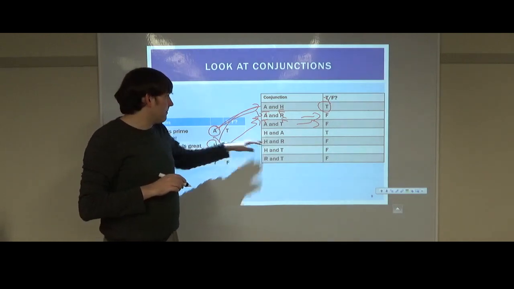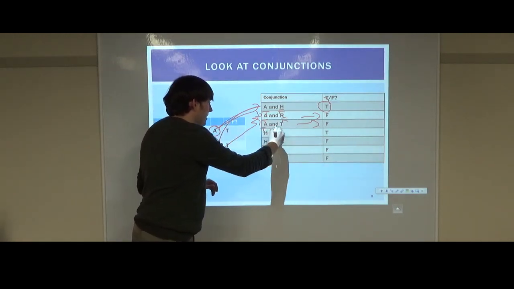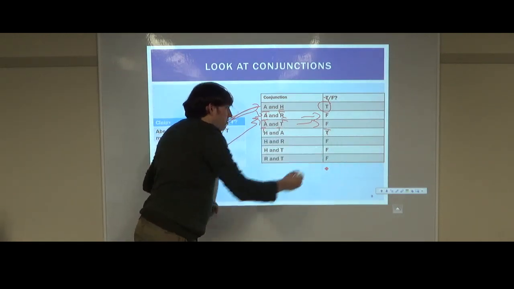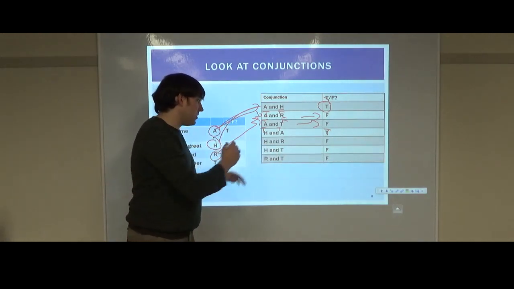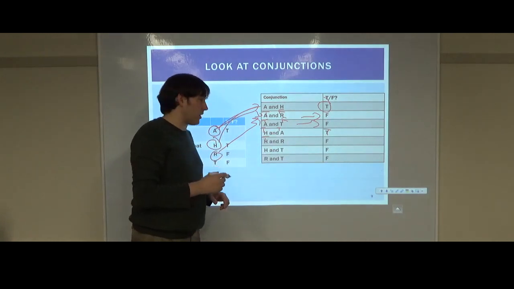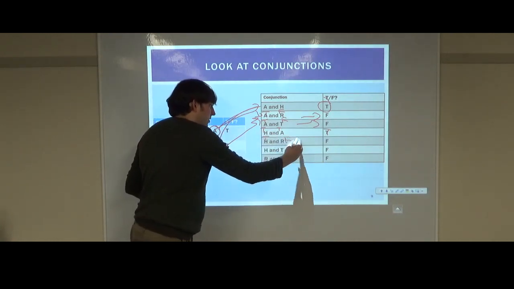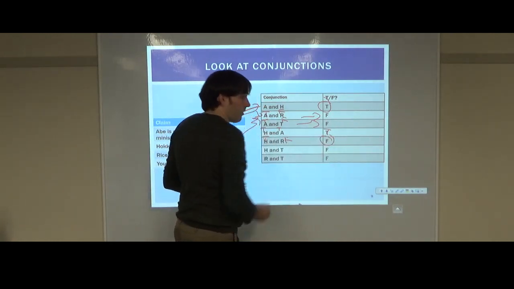Hokkaido and Abe. So we just flip them around. We get T and T. This is true. Hokkaido and rice tastes bad. So this is true. Hokkaido is great. I love Hokkaido. Rice tastes bad is false. So the two together are false.